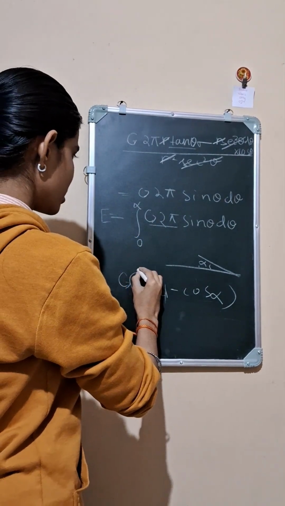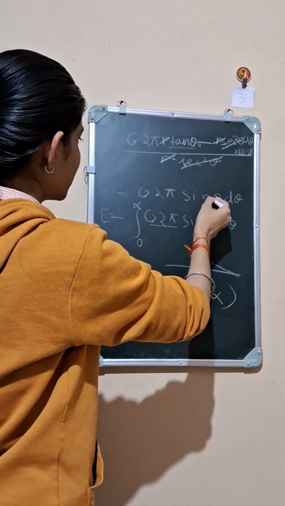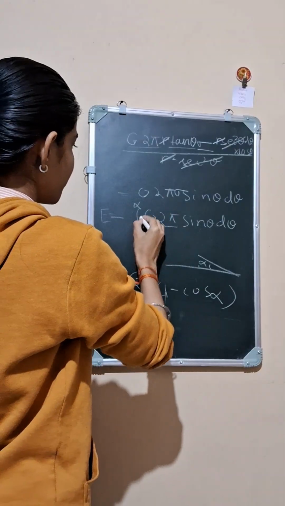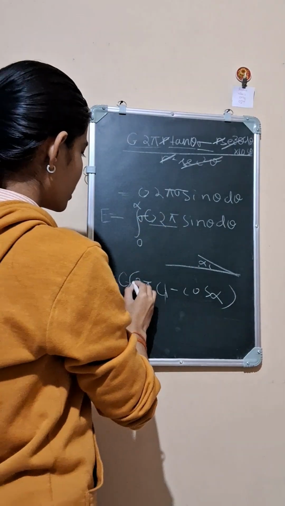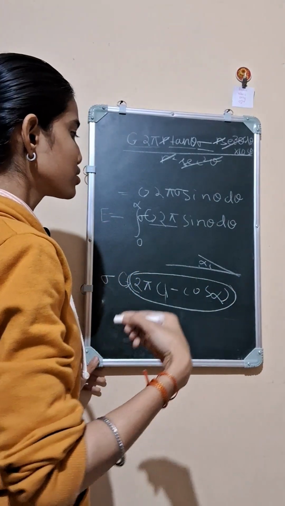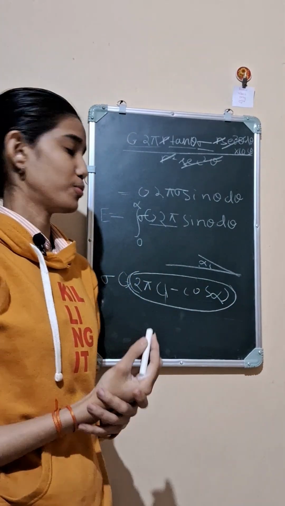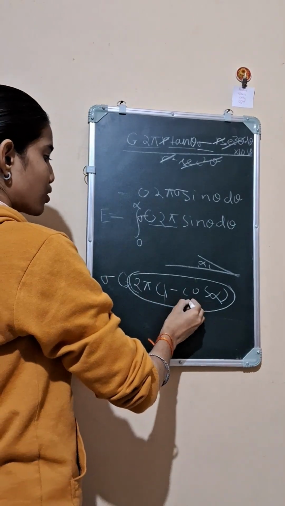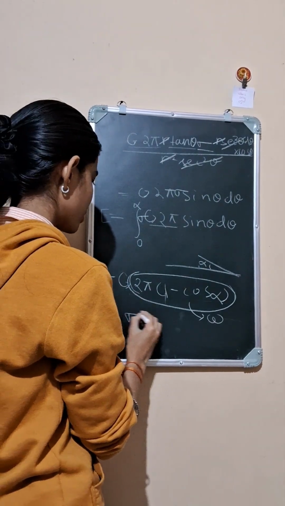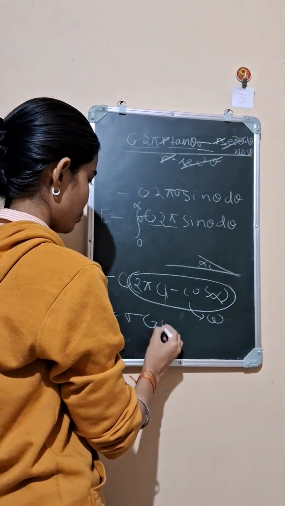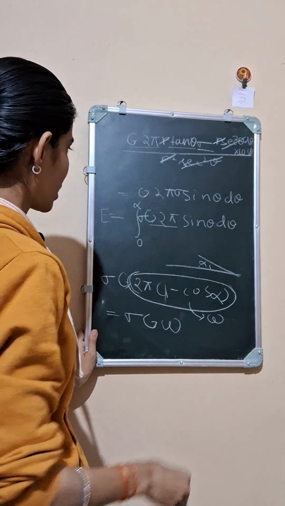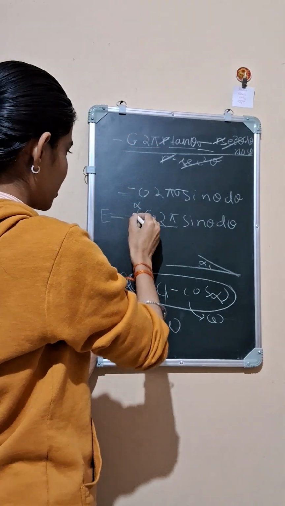Actually, I have missed a sigma. Yes, G 2 pi sigma is missing here. Here, this 2 pi (1 minus cos alpha) is the solid angle subtended by a cone. So I can call this the solid angle omega, and this will be equal to sigma G omega. I have also forgotten the negative sign.